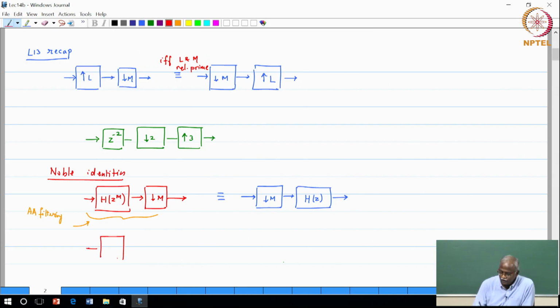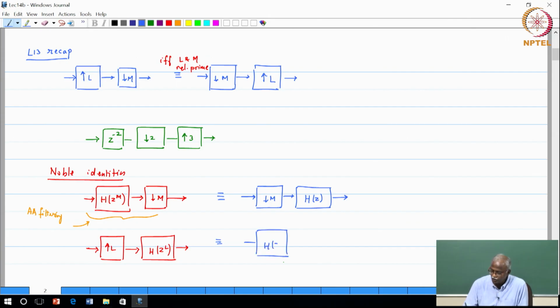Interpolation says you do the upsampling followed by filtering, and if you have a filter of the form H of Z power L, then the noble identities tell us that you can do the filtering first, again H of Z, followed by the upsampling factor. We have shown this both through the transform domain as well as the time domain. So, this is the structure that we get for interpolation after you do the upsampling.